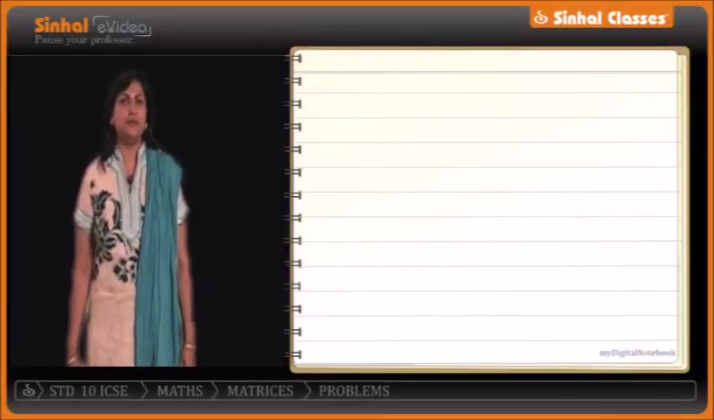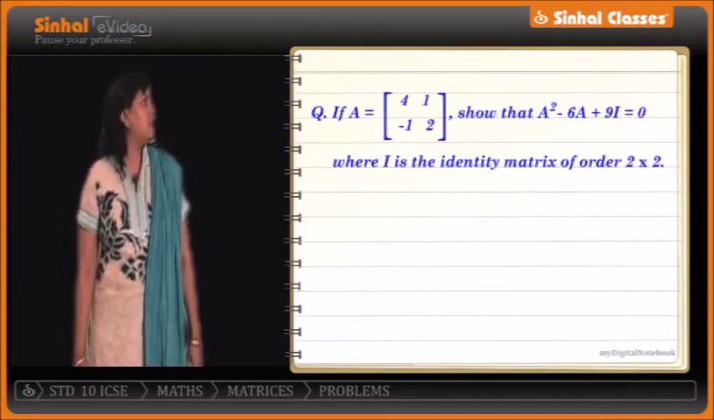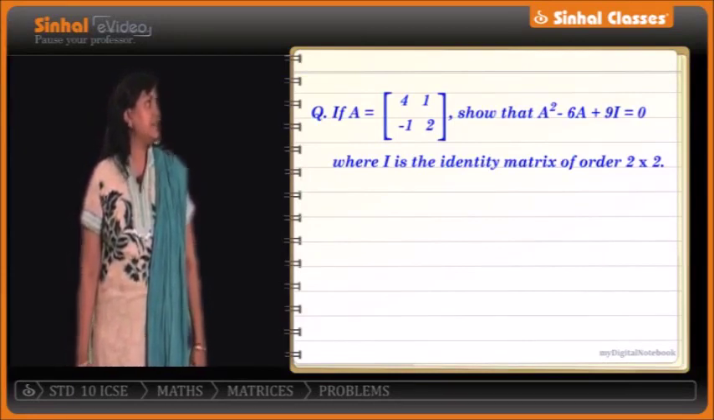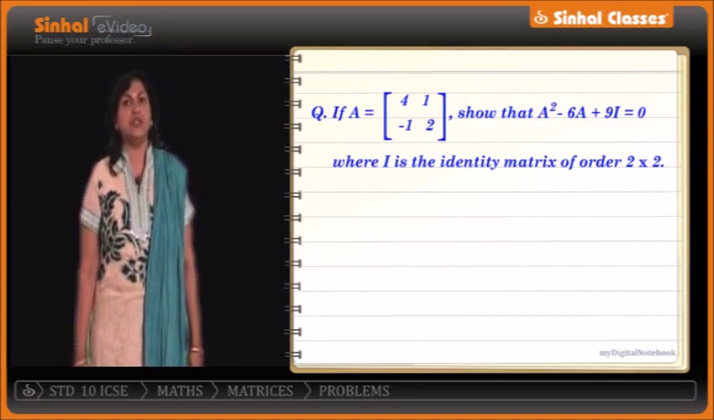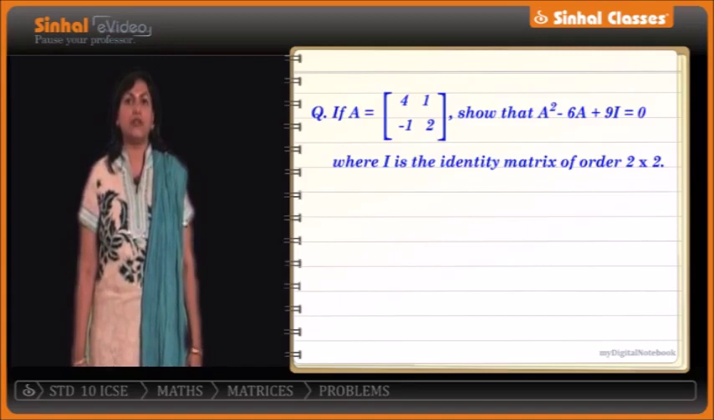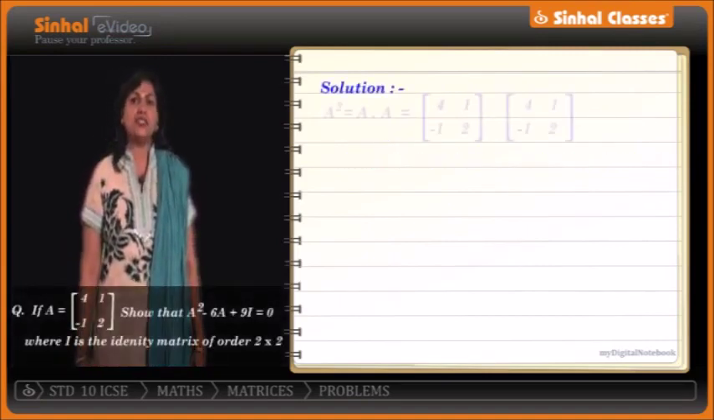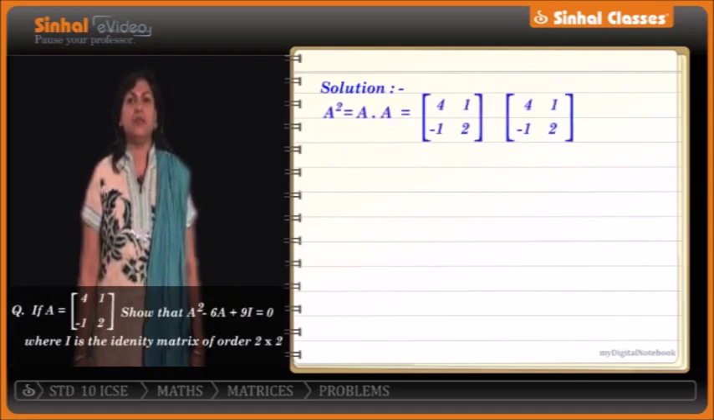Now to the next problem. We are given if A is equal to [4, 1; -1, 2], show that A square minus 6A plus 9I is equal to 0, where I is an identity matrix of order 2 by 2. Now we want to find A square. A square will be A into A.